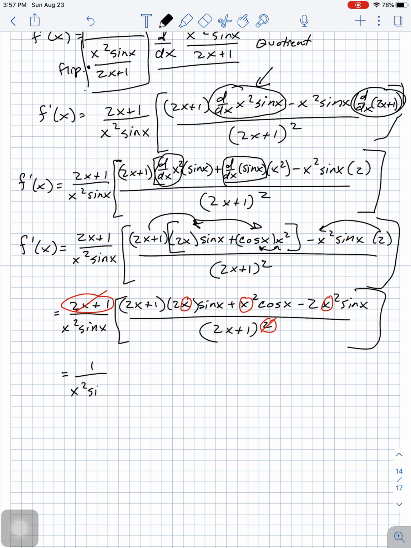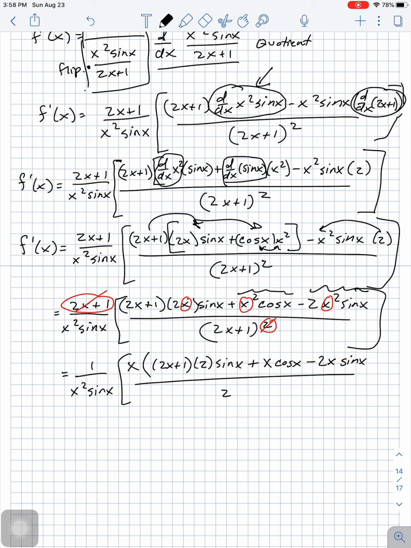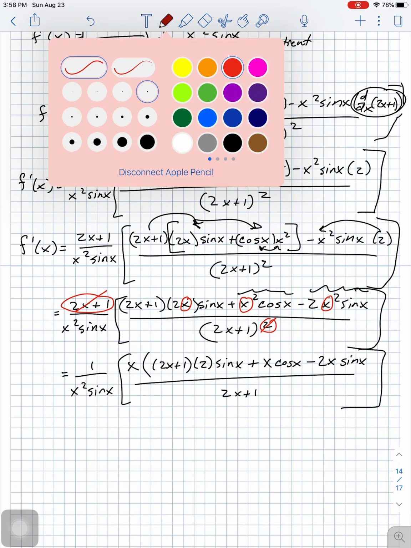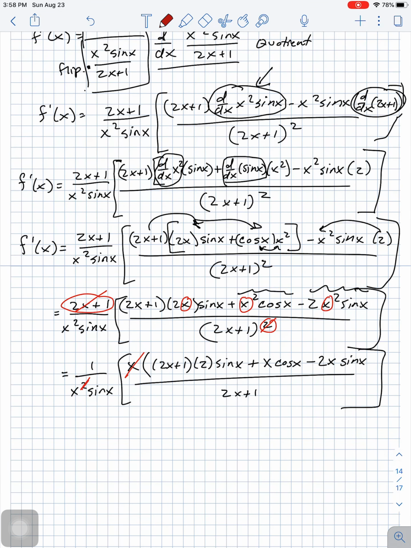So this now out front is 1 over x squared sine x, because the 2x plus 1 canceled. And I'm pulling an x out front, and that leaves me with still this 2x plus 1, a 2, and a sine x. And then my second term right here, I have 1x left and a cosine. And this term, I have a minus 2x sine x, 2x plus 1. Okay. And then this x can cancel with one of those down there. And I think that's all we can do.